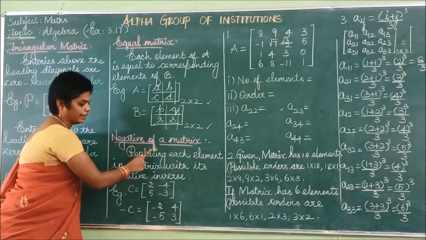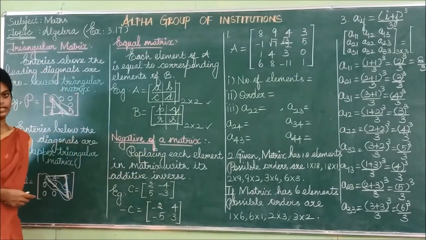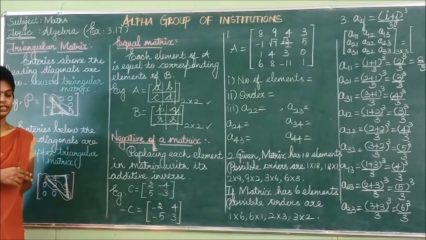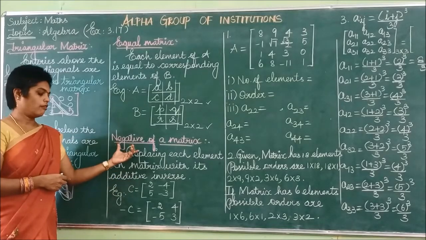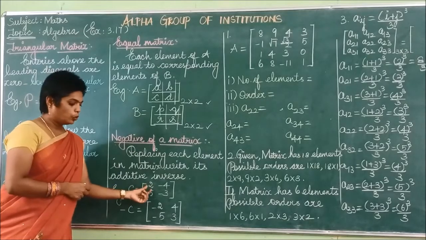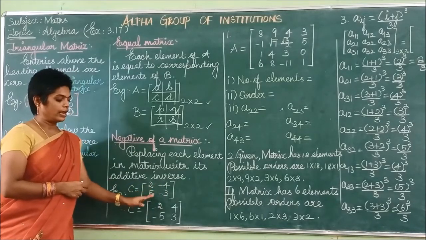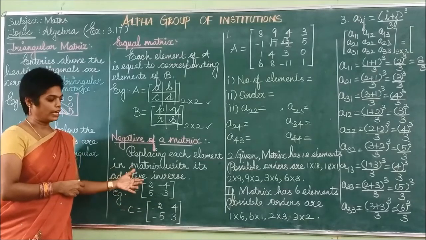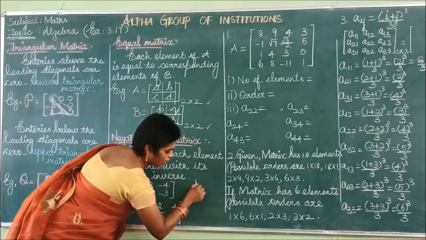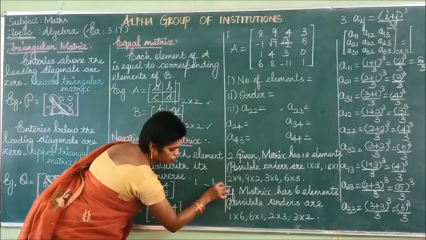Then the negative of a matrix: replacing each element in the matrix with its additive inverse. Replacing each and every element with its additive inverse is called the negative of a matrix. For example, now I am considering the matrix C: 1, 2, minus 4, 5, minus 3. For each and every element in this matrix C we get the additive inverse. For 1, the additive inverse is minus 1, then only both get equal to 0.